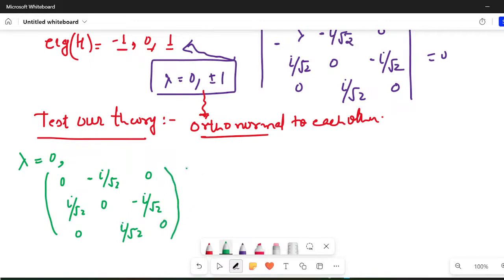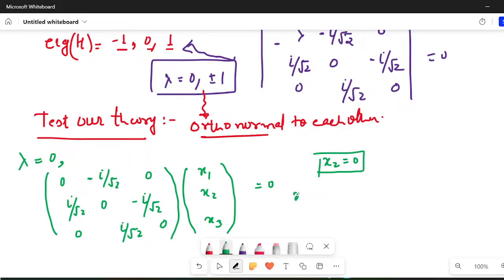So instead of lambda, I have written 0. And let us take column vector x1, x2 and x3. If I take this as a column vector equal to 0, what would I get? If I do this, x2 is going to be 0. Clearly x2 is 0 from the first equation itself. And you can write that iota upon root 2 x1 is equal to iota upon root 2 x3, sorry. So clearly x1 equals x3. So the column vector that you're going to get corresponding to lambda equal to 0 would be 1, 0, 1.